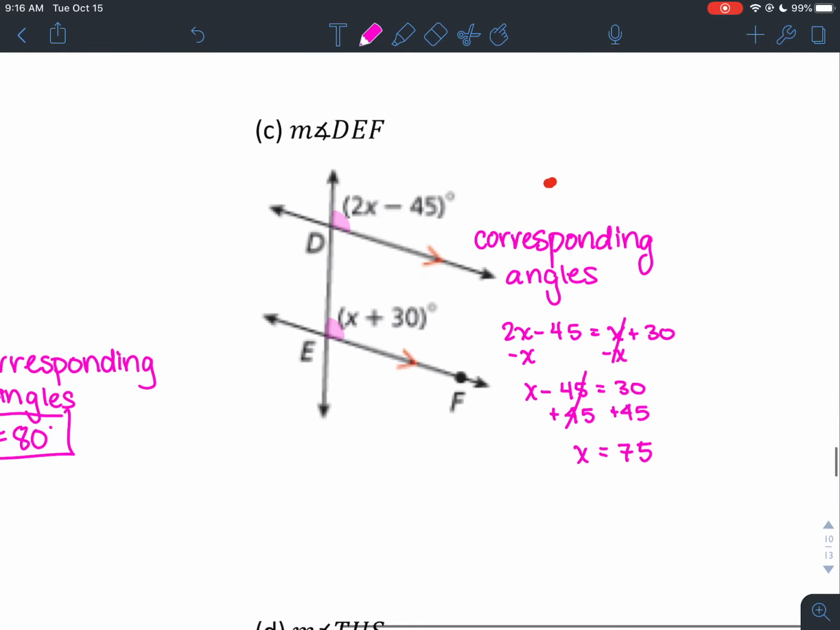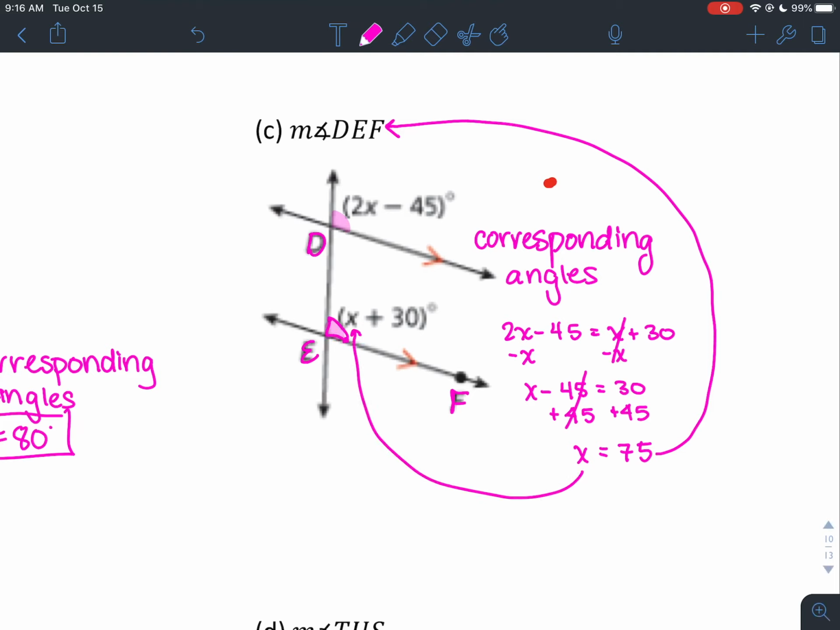Now they didn't want me to solve for x, they wanted me to solve for the measure of angle DEF. So D is here, E is here, and F is here, so DEF means I'm solving for this angle. So I'm going to plug in 75 for x, and 75 plus 30 gives me 105. So the measure of angle DEF equals 105 degrees, and that's my answer.